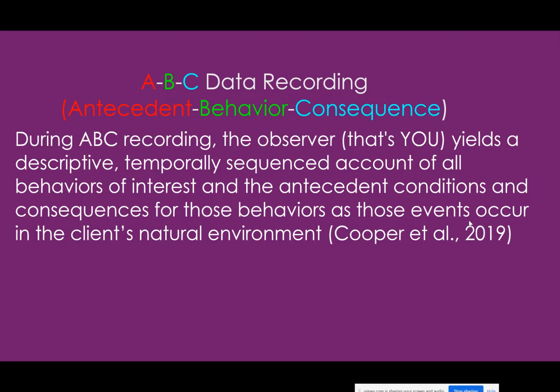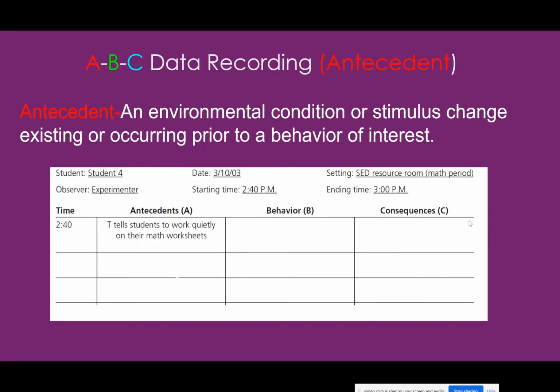So that's going to be the school building, that's going to be the classroom, and we are getting a description of a sequenced account of the behavior of interest and antecedent. So what happened? That's all that says. What happened? What was the behavior within the school building? What happened before? What actually happened? And then what happened as a result? Here's an example of an ABC record.